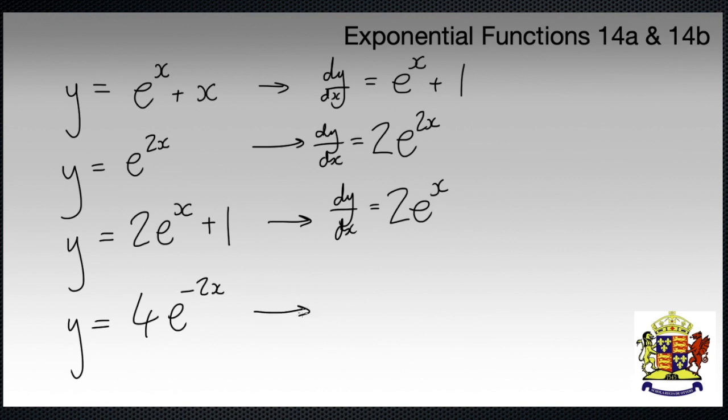Okay. Finally, 4e to the minus 2x. Again, I rewrite e to the minus 2x. I differentiate this, which becomes minus 2. I times it by 4, so this becomes minus 8e to the minus 2x. Okay, so I've given you a brief introduction into exponential graphs and an introduction to e. Have a go at differentiating, have a go at plotting those functions, and good luck.